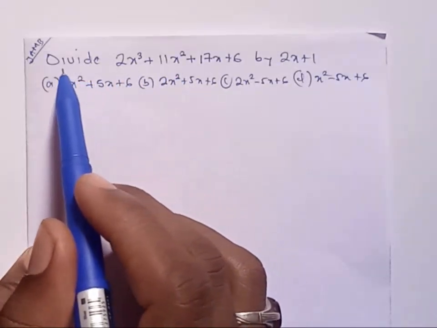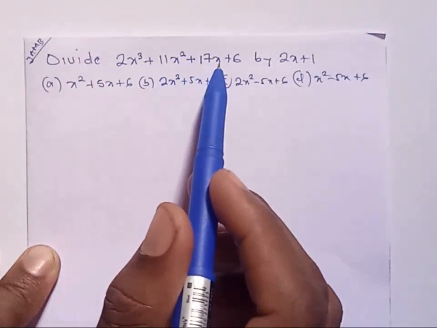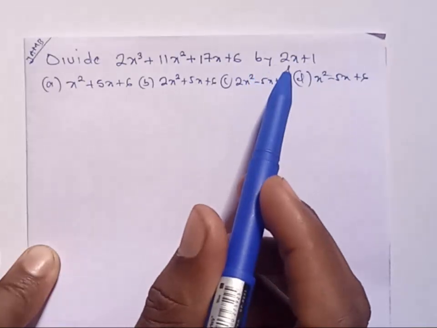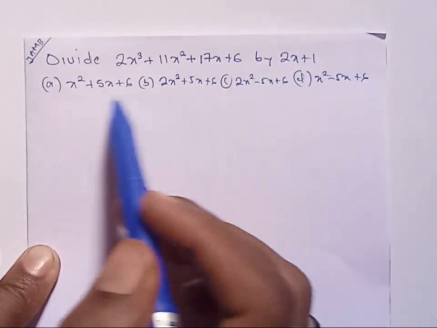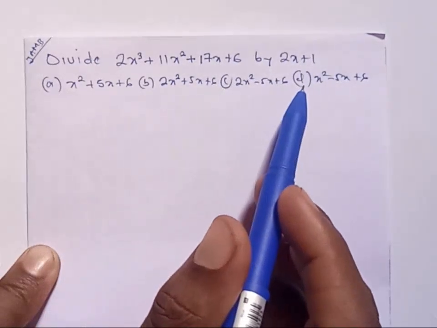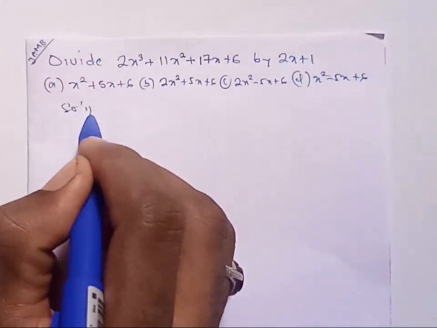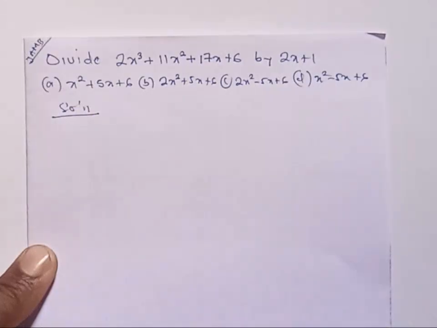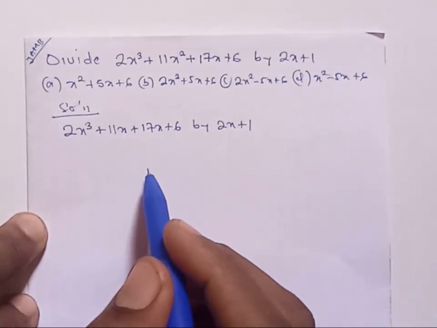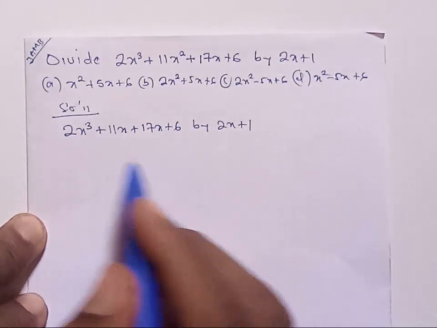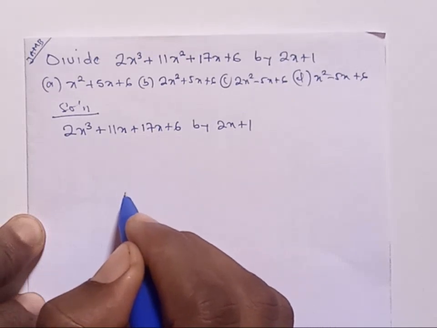So the next question says divide 2x cubed plus 11x squared plus 17x plus 6 by 2x plus 1. These are the available options A, B, C, and D. So now, solution. Now let's go back to our secondary school division method. We are dividing this by this.